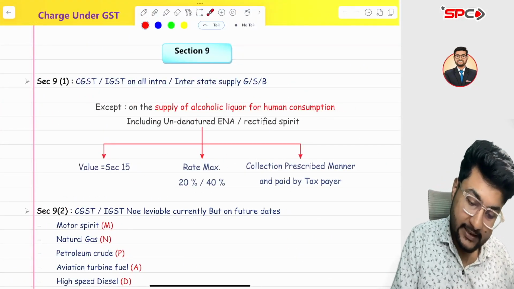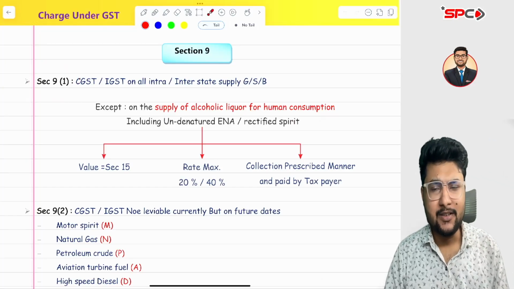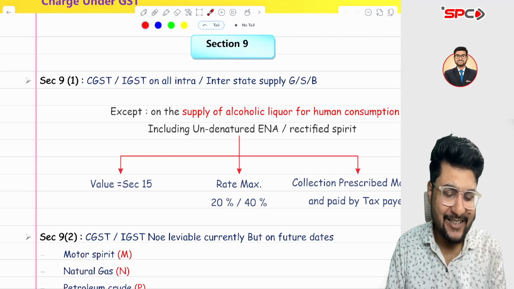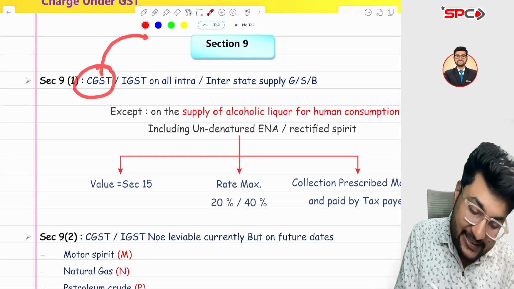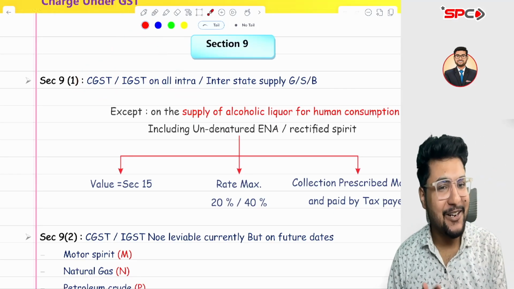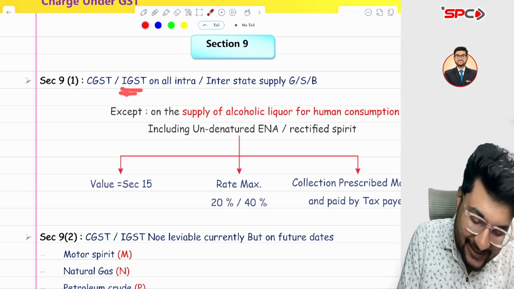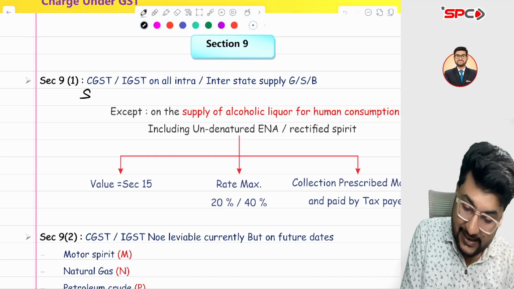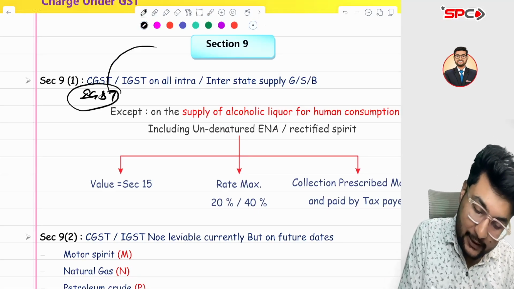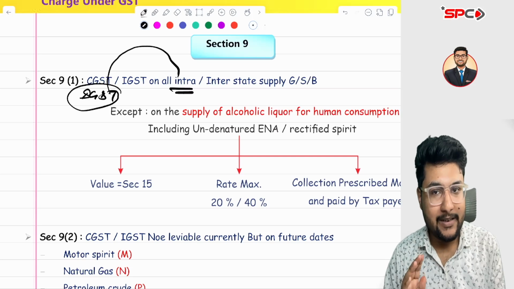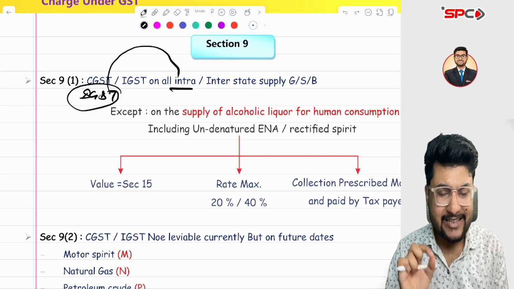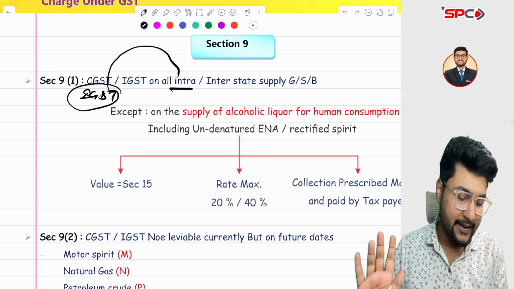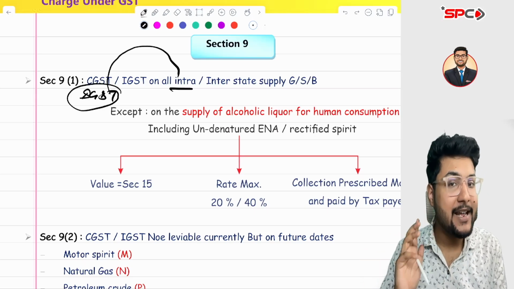First, we have studied 9.1. So 9.1 talks about levy. What levy says, we have already studied in interstate and intrastate. In 9.1, CGST is applied to intrastate. Sir, we have already studied this. Yes, you have already studied this. IGST is applied to interstate. Same as it is in the SGST Act, SGST is applied to intrastate. In short, CGST and SGST apply to intrastate and IGST applies to interstate. It is very clear, but there is one exception to it.